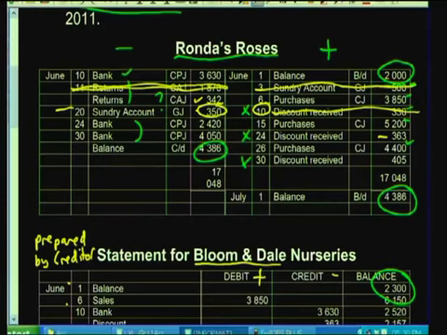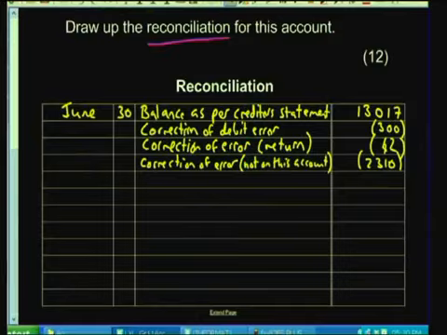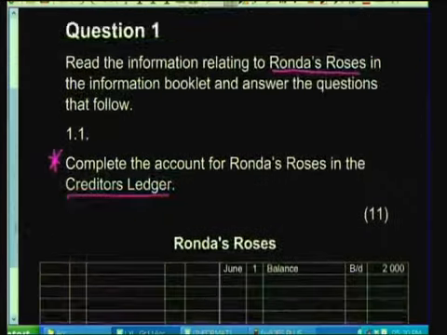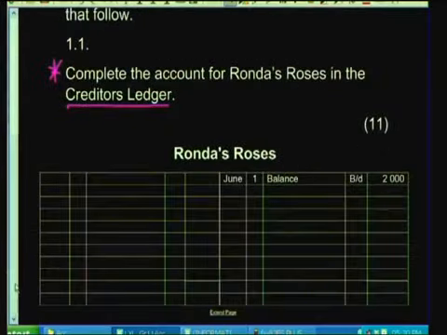So let's make the entries that we have so far and put them in the ledger of Rhonda's Roses. So we're going back right here to the account for Rhonda's Roses in the creditor's ledger. I'm going to do them step by step and cross them out as I've dealt with them, because we have to know that the entries we're making are correct every step of the way. It's a very methodical, very slow process whereby you tick off everything and make sure that you record all the errors and fix up everything that's wrong.